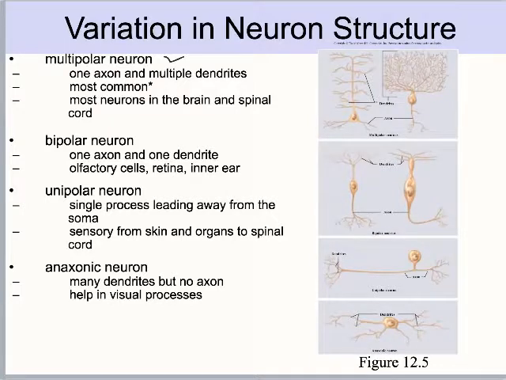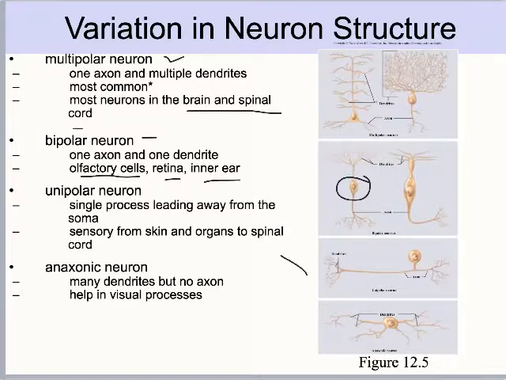So there are multipolar neurons. They have one axon and lots of different dendrites. These are the most common kind of neuron, and they're in your brain and your spinal cord. There are some that are considered bipolar. In bipolar neurons, the cell body is in the middle, and they have one axon and one dendrite. They're found in your olfactory nerve, in your retina, in your ear.